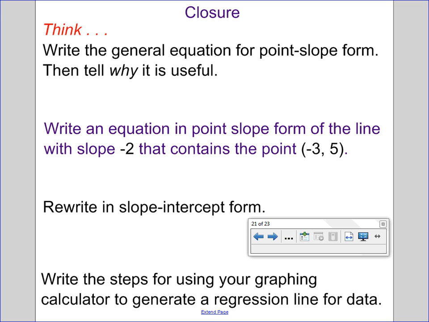Here's our general equation for point slope form. And why is it useful? Write an equation in point slope form that contains that point with that slope. Rewrite in slope-intercept form so we can compare. And lastly, we'll list our steps.